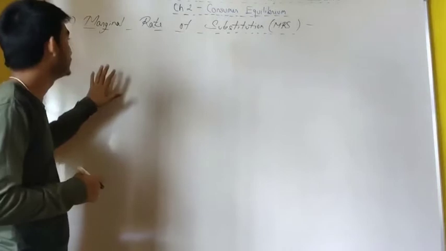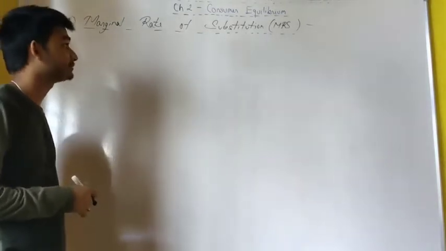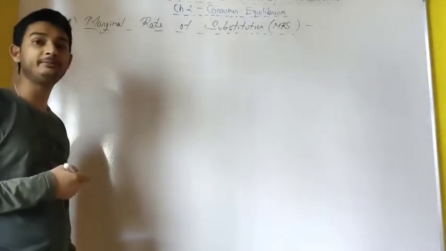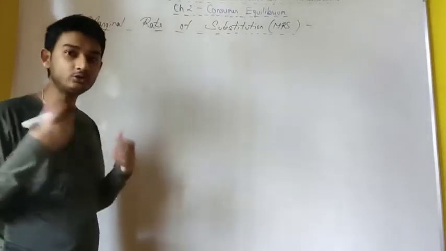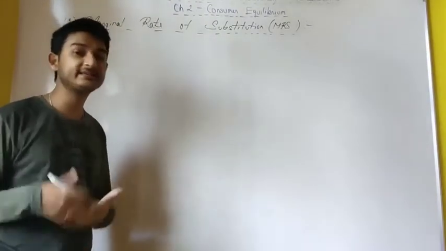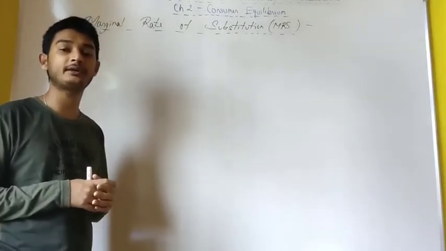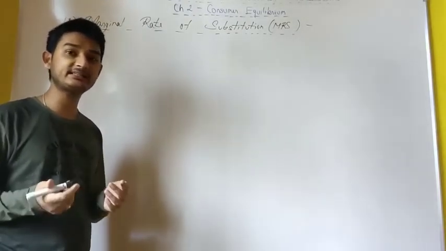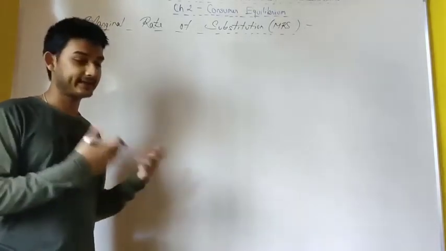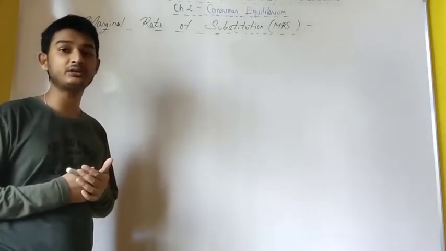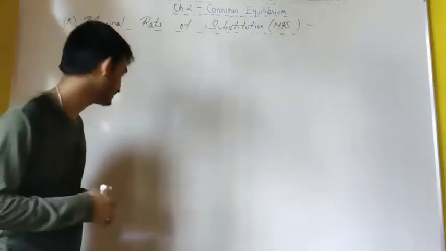So behind the scene, behind this marginal rate of substitution, the law of diminishing marginal utility is in operation. And due to this law, the MRS always diminishes. Now, what does the law of diminishing marginal utility say? It says that if we try to consume more of one good, the marginal utility gained from each successive unit of that commodity diminishes.